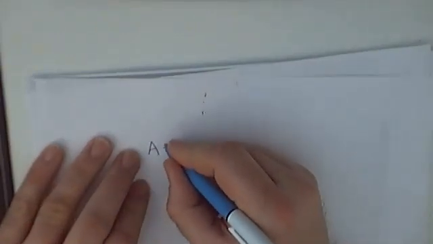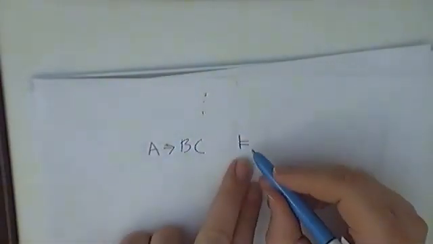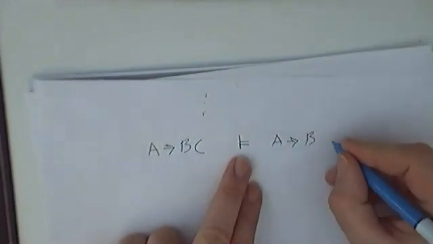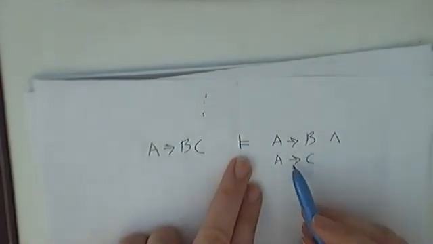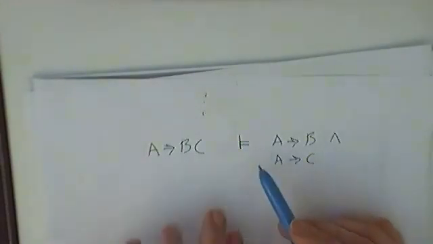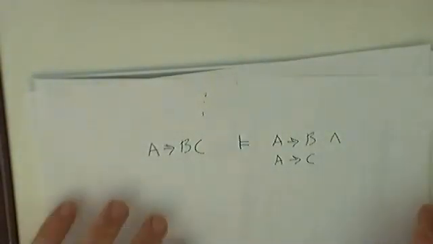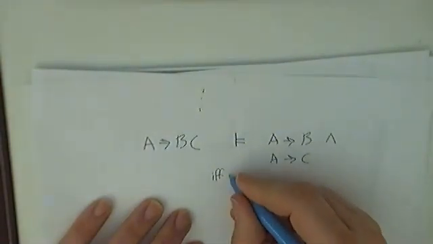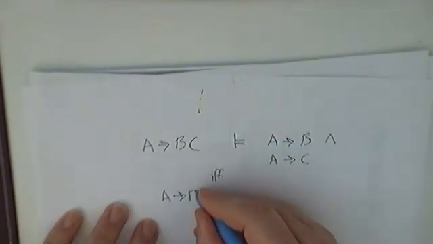If A goes to BC, does that mean that A goes to B and A goes to C? Remember, this is semantic entailment, so this is just, is this the truth? Well, we have Armstrong's axioms, and because Armstrong's axioms are sound and complete, this holds if and only if A goes to BC.